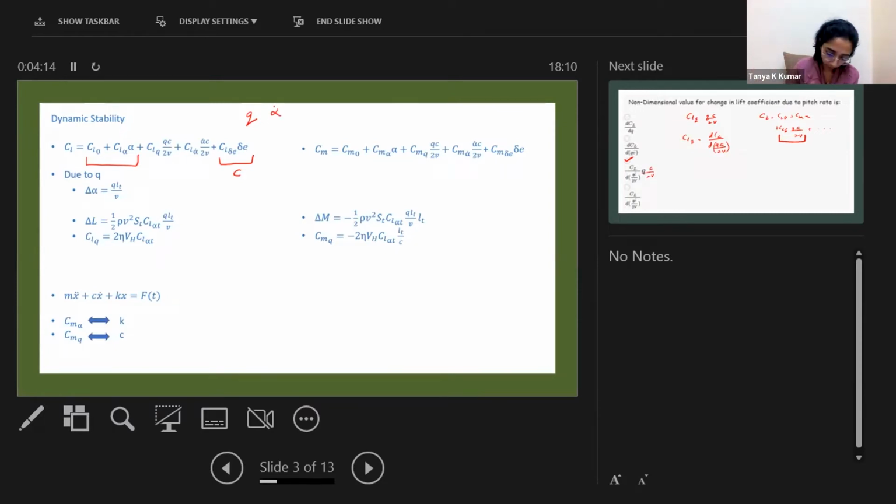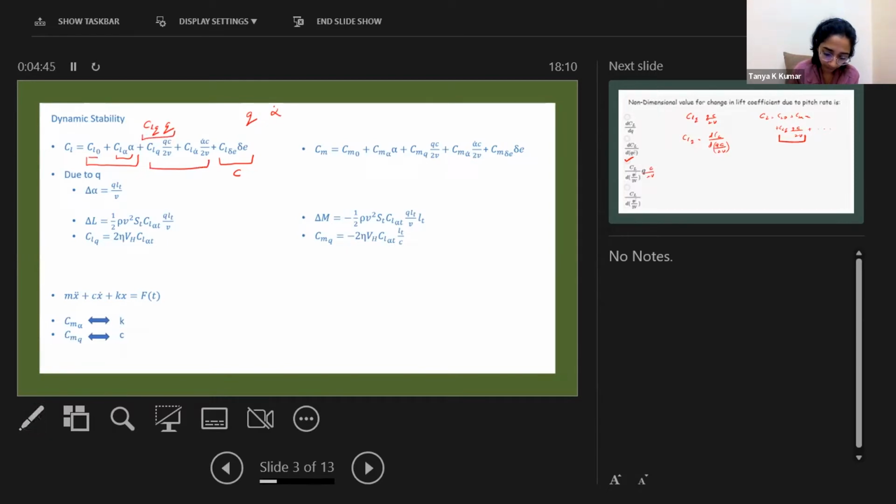Okay. So now we would have traditionally written CLQ into Q. Okay. We would have written like this. But since CL naught is dimensionless, this entire term, alpha is dimensionless, delta E is dimensionless. So they are in radians, but they are dimensionless. Okay. So since they are dimensionless, even these 2 terms have to be dimensionless to maintain the dimensional equilibrium, okay? So we could not use this term.